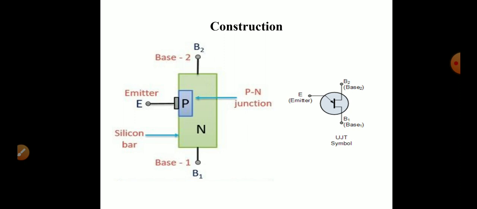This is the basic construction of a UJT. In its construction, a P region is formed on an N-type semiconductor bar, so a PN junction is formed. The emitter terminal is taken from the P region. There are two base terminals named B2 and B1, taken from two ends of the N-type region. The second figure shows the symbol of a UJT: emitter, base 2 and base 1.